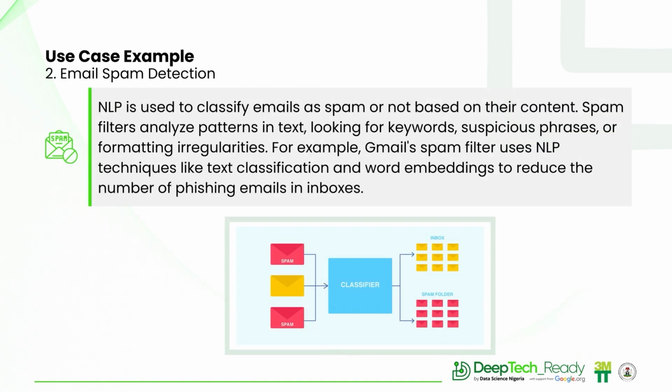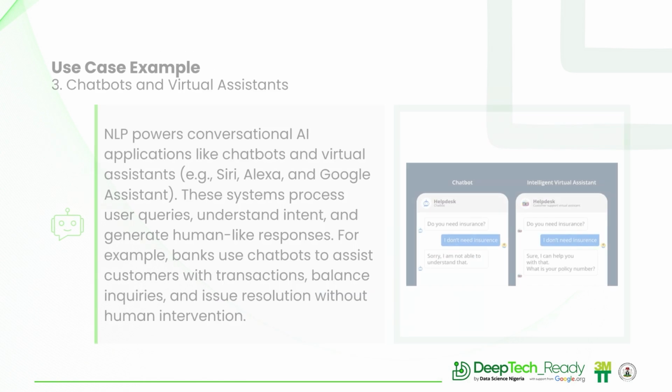2. Email spam detection. NLP helps email systems like Gmail automatically detect spam messages. By analyzing email content for certain keywords, phrases, or unusual patterns, NLP can easily classify emails as spam or not. This reduces the risk of phishing and keeps unwanted messages out of your inbox.